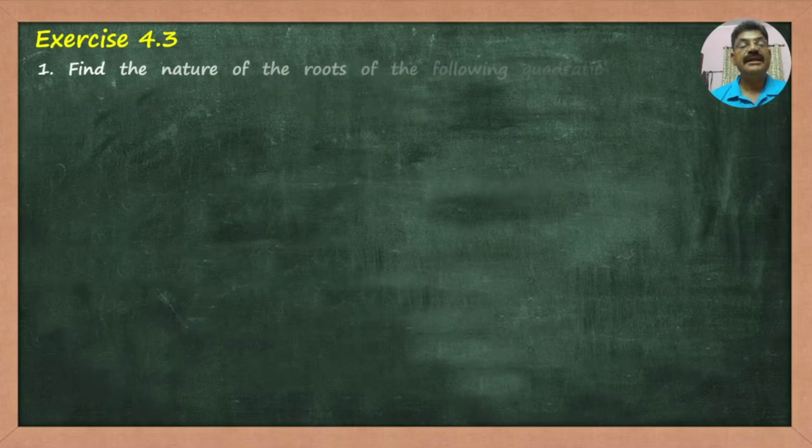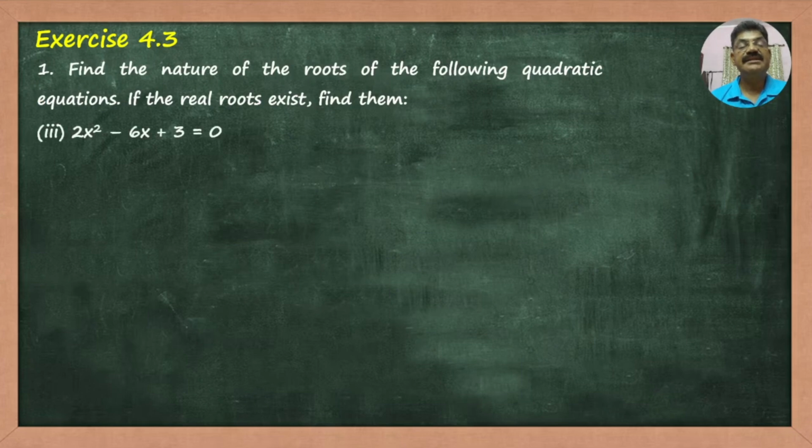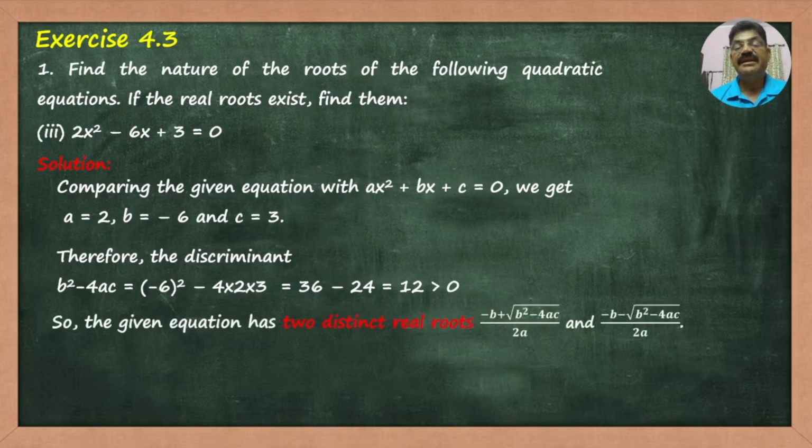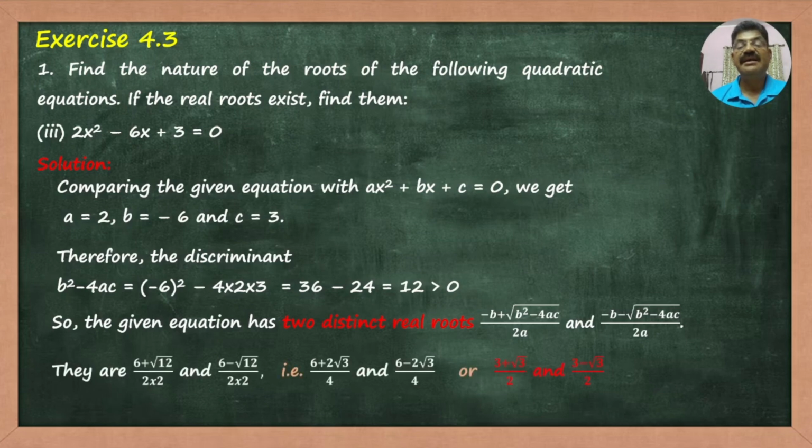Third problem, 2x² − 6x + 3 = 0. So here a = 2, b = −6, c = 3, b² − 4ac is equal to 12, which is greater than 0. Therefore, two distinct real roots exist. And they are given by (−b + √(b² − 4ac))/2a and (−b − √(b² − 4ac))/2a. When you substitute the values, you get the roots as (3 + √3)/2 and (3 − √3)/2.